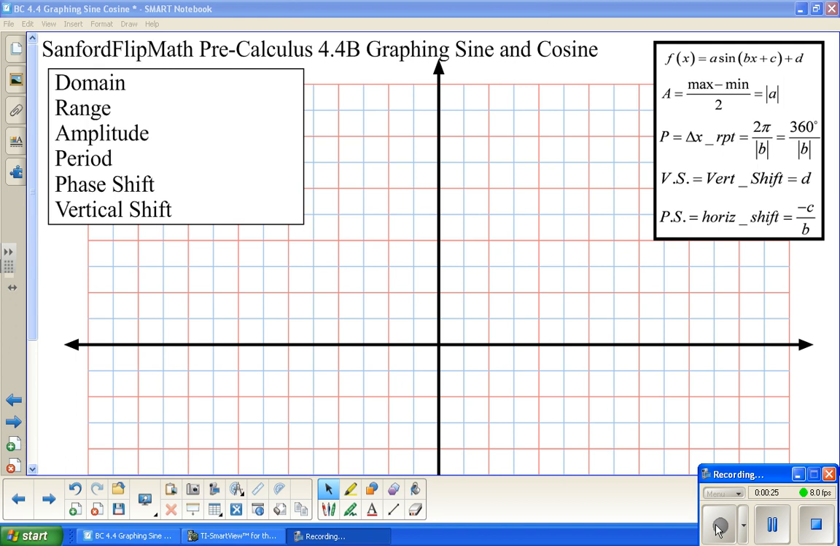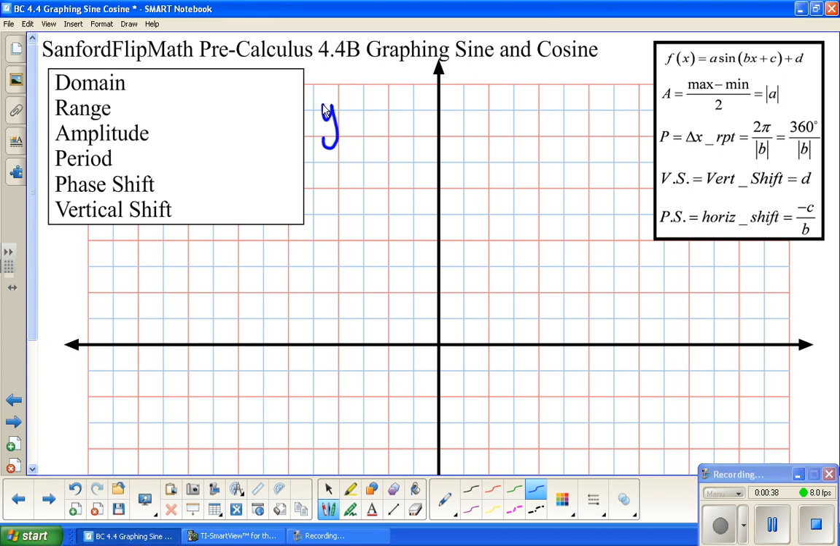What we're going to do today in this video is focus on some more meat and potatoes kind of stuff. We're going to actually do some graphing of examples other than just the parent function for sine and the parent function for cosine. So for instance, we might look at this graph. Let's say we want to graph y equals 3 times the sine of 4x.